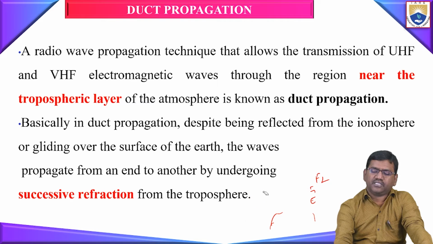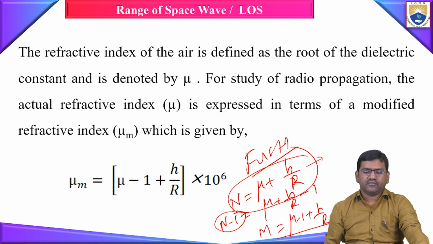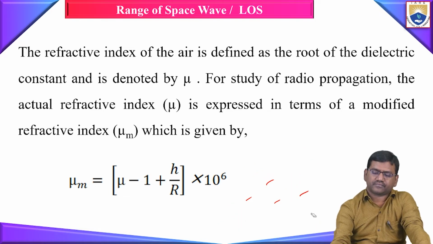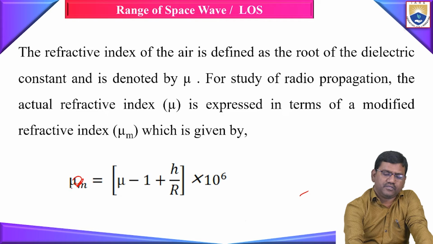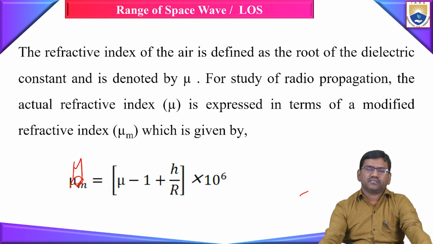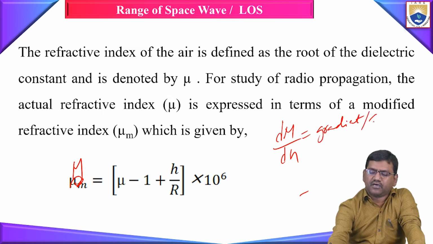To explain duct propagation, we need a minimum knowledge of M curves. What are M curves? Here we have seen that M, this is not mu, this is capital M, is equal to mu minus 1 plus h by r, into 10 power 6. This is the modified refractive index. If we vary this modified refractive index with respect to height, we call it the gradient, dM by dh, or we can also call it a slope.